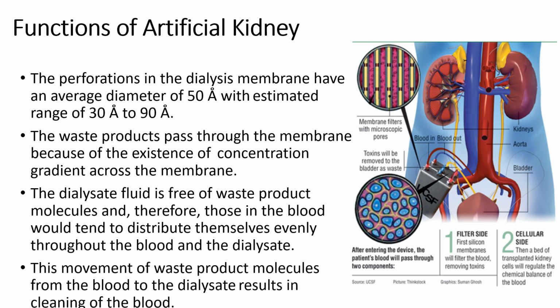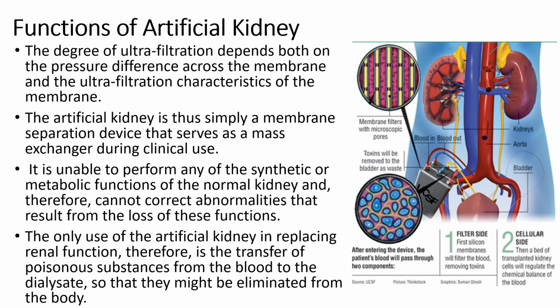The waste products pass through the membrane because of the concentration gradient across the membrane. The dialysate fluid is free of waste product molecules, and therefore those in the blood tend to distribute themselves evenly throughout the blood and the dialysate. This movement of waste product molecules from the blood to the dialysate results in the cleaning of blood. So this is how it is done in the artificial kidney.